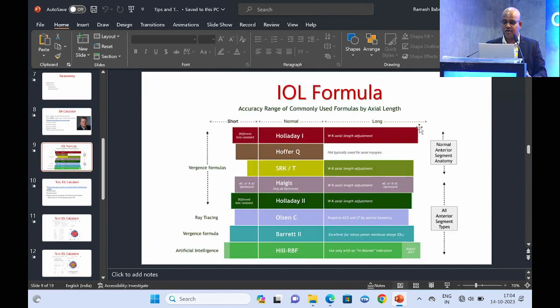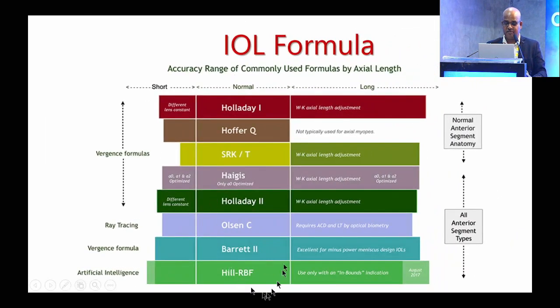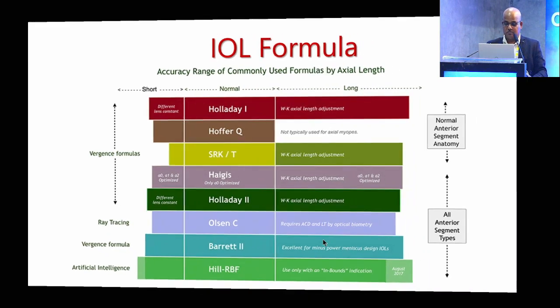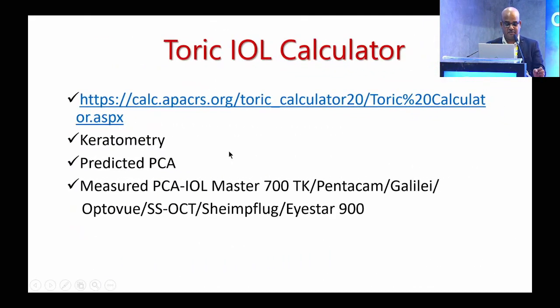So, coming to IOL formulas, as you know, within the normal axial length, all of these formulas work very well. For extremes of axial length, the most preferred one nowadays is Barrett 2. With the toric IOL calculator, with the IOL formula, we can calculate the spherical power. But if you use the online APRSA calculator, we can get the IOL power also. So I always calculate with APRSA, the latest one, version 2 of the Barrett toric calculator. That will give the spherical power as well as the toric calculation.